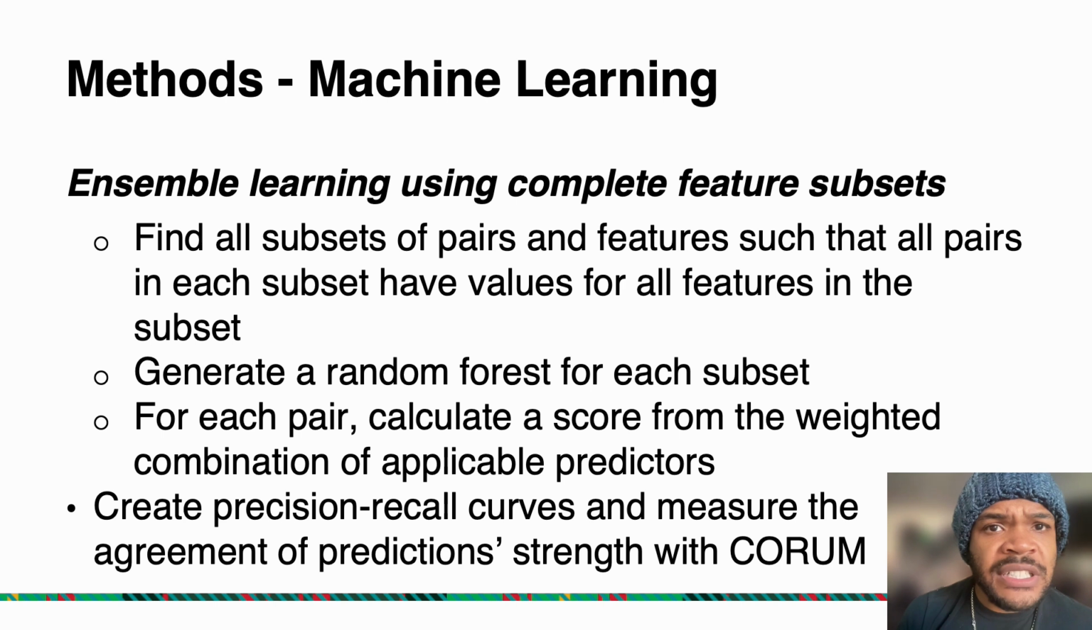A typical approach to addressing missing features is imputation, in which estimates or constants are used to serve as substitutes. We propose an alternative framework. We rely entirely on available data and seek to extract as much mutual information from joint data sets as possible by training a random forest for every subset of pairs and features such that there are no missing features for any pair. Afterward, we calculate a score for every pair from the weighted collection of its applicable predictors.